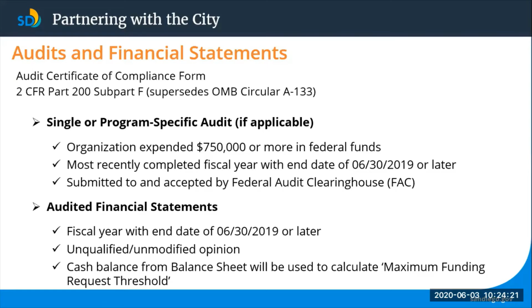And again, a lot of text here. I think the bottom line is that only one of these forms of financial audit would be submitted. So you will either have audited financial statements for the most recently ended fiscal year, or you will have a program or single audit that is applicable if you've expended $750,000 or more in federal funds in the most recently completed fiscal year. So if you're a smaller organization and you are not expending more than $750,000 in federal funds in a single fiscal year, then you would be looking at submitting your annual audited financial statements along with your application in the RFQ.